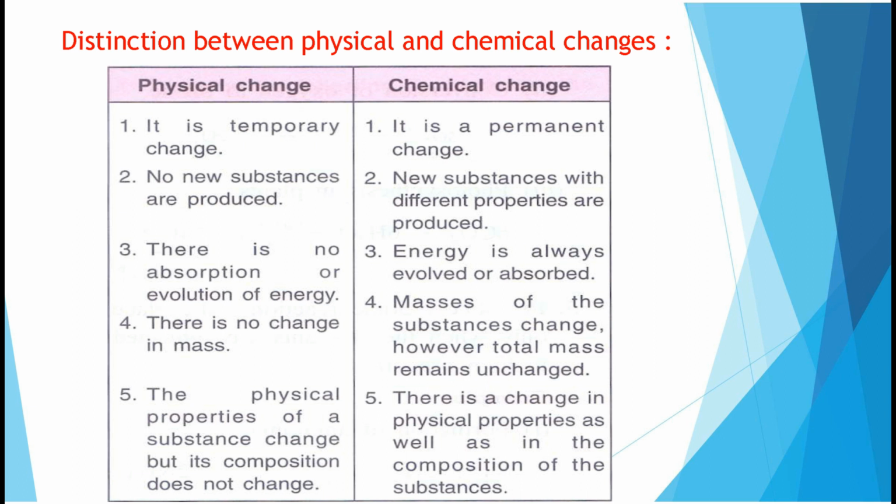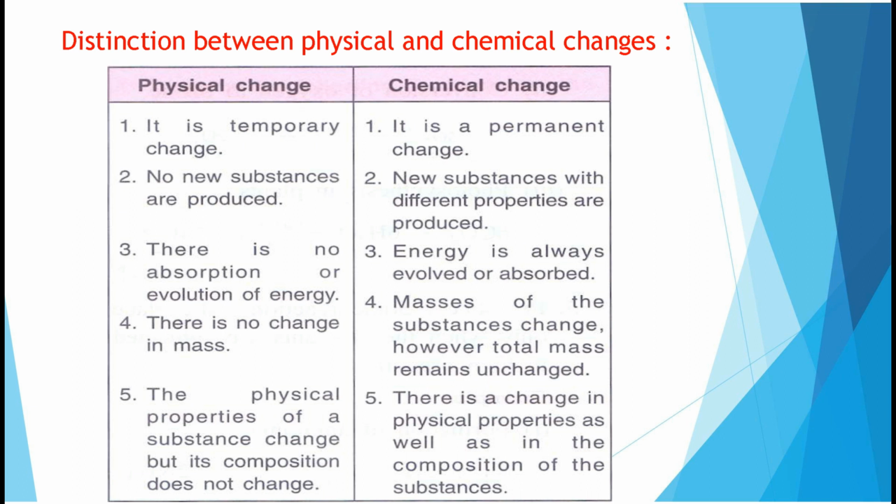There is no absorption or evolution of energy in physical change, but energy is always evolved or absorbed in chemical change. In physical change there is no change in mass. In chemical change, masses of the individual substances change. However, total mass remains unchanged because it follows the law of conservation of mass.